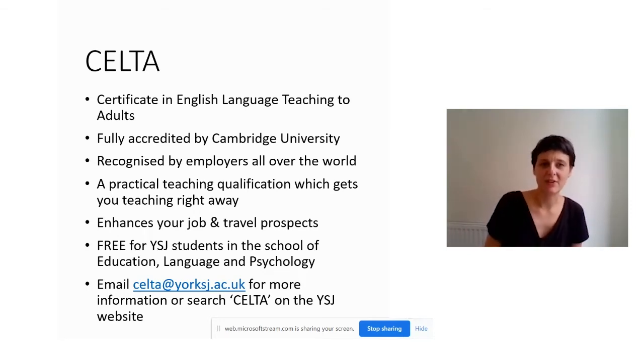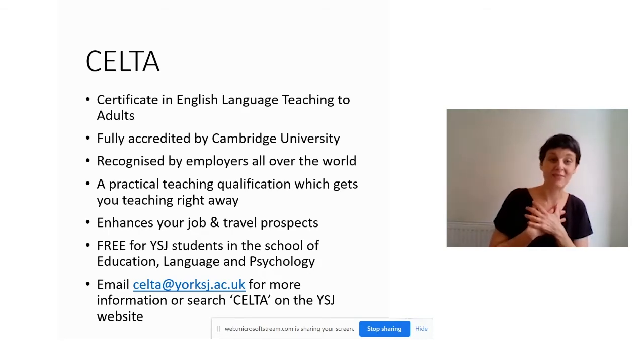The first is that we offer the CELTA. The CELTA is a certificate in English language teaching to adults. It's fully accredited by Cambridge University, and it's recognised by employers all over the world. But what is it? It's a practical English language teaching qualification, which really gets you teaching and getting feedback on your English language teaching right away. It's an absolutely fantastic course. I did it myself in 2007, and I can honestly say it was one of the best decisions I've made. It really enhances your job prospects and allows you to travel and teach all around the world.